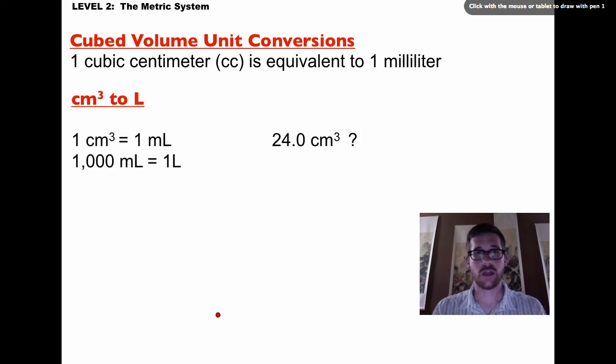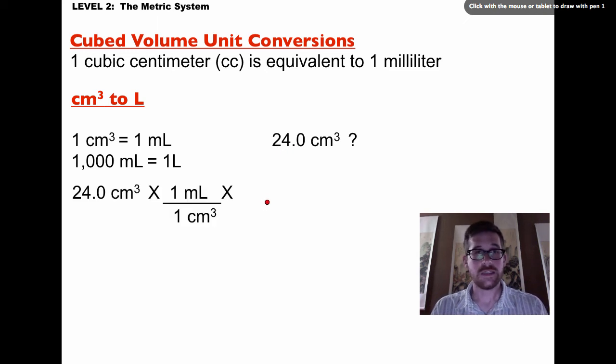So that's going to help us get from cc's, which is not the metric system, into something that is the metric system, milliliter, and do some conversions from there. So 1 cubic centimeter is 1 mL. That's what we've got right here. We have 1,000 mL still equal to 1 liter. We know that. So how many liters are in 24 centimeters cubed, or 24 cc's?